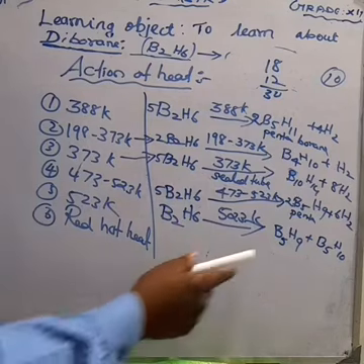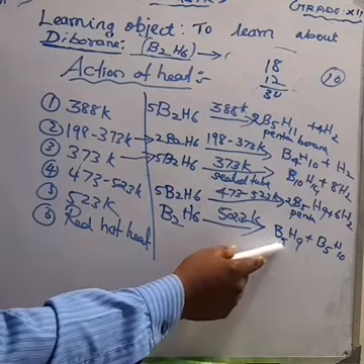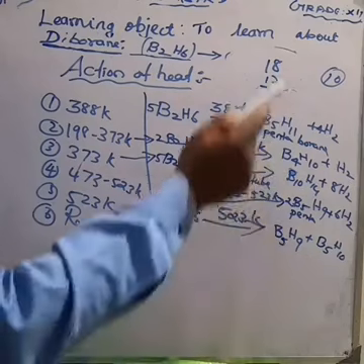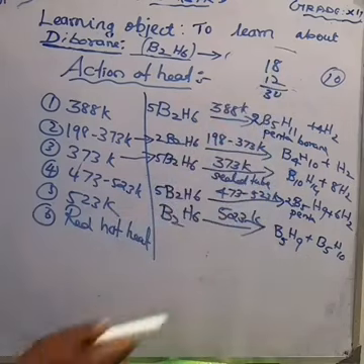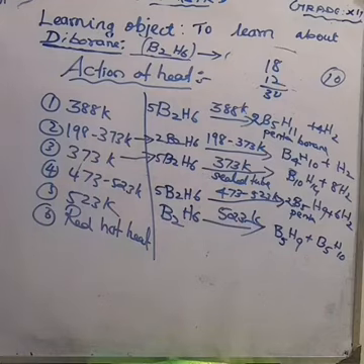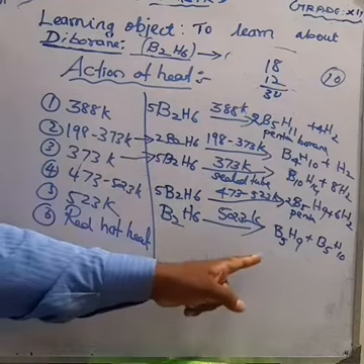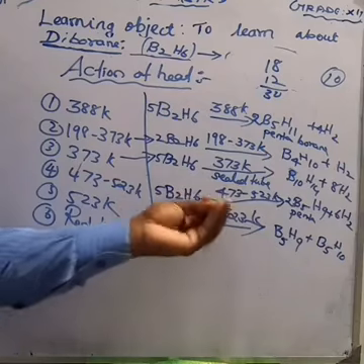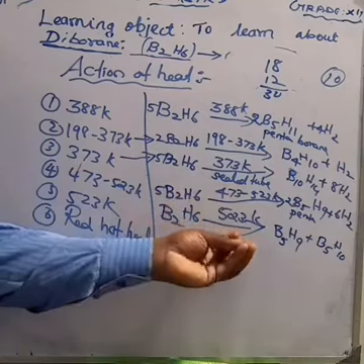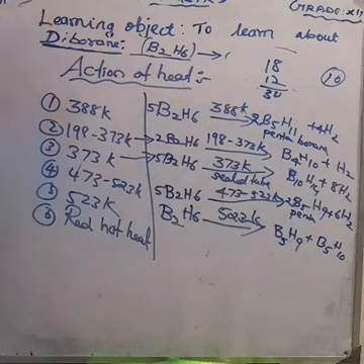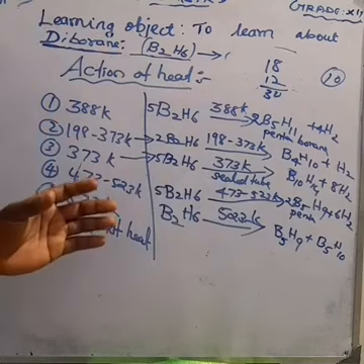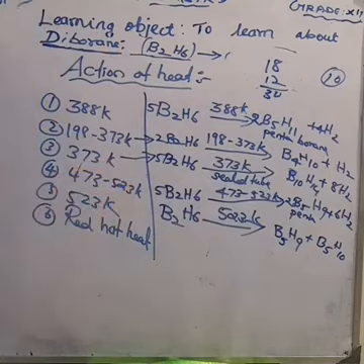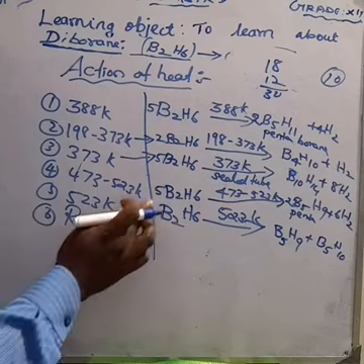Listen all of you. B5H9 is the most common borane hydride. It is a highly reactive compound. Because of its high reactivity towards oxygen, it was evaluated as a rocket or jet fuel. Can you understand, my dear children? Anyhow, we have to balance the equation with the hydrogen. In this equation, you have to write the hydrogen.